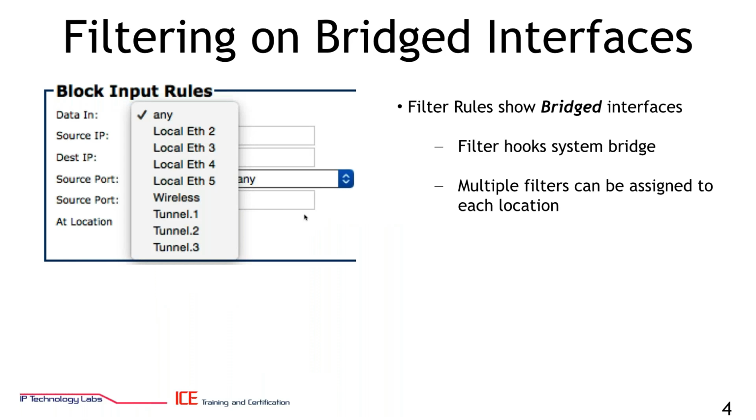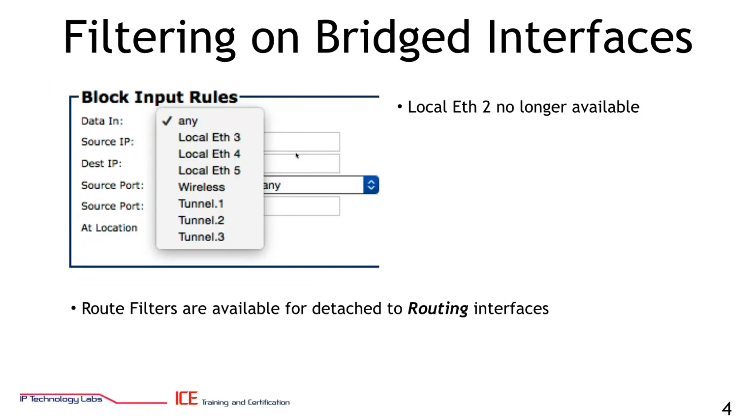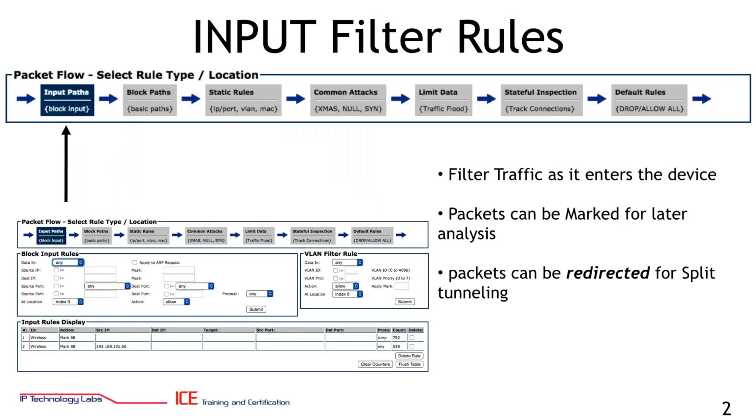So if you take a look at this, the system understands what interfaces are attached to the system bridge. So right here, we've got local Ethernet 2, 3, 4, and 5. They're all attached to the system bridge. So I can set up filtering based on those interfaces. If I go to this Ethernet interface and I detach it from the system bridge, then when you look at your drop-down box, there's no more local Ethernet 2. It's no longer available because now it's a detached interface, and now you would go to your route filters to set up filtering based on your detached interfaces.